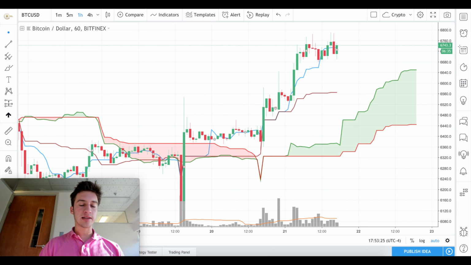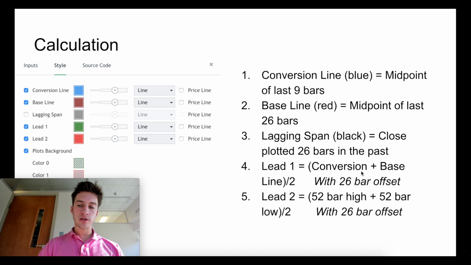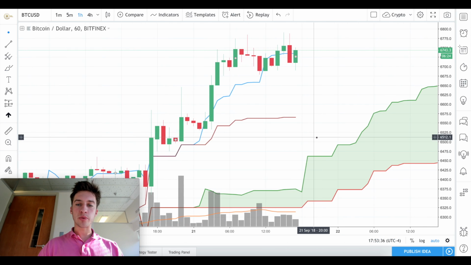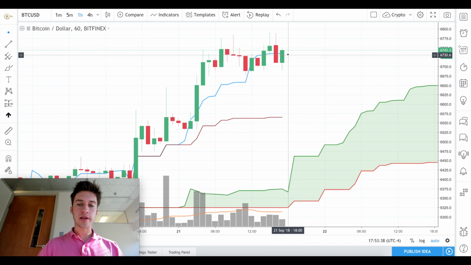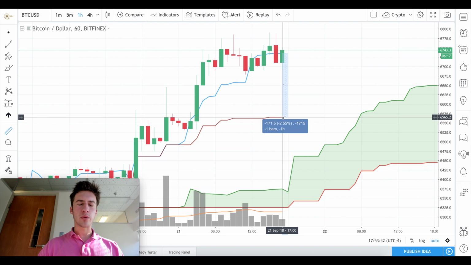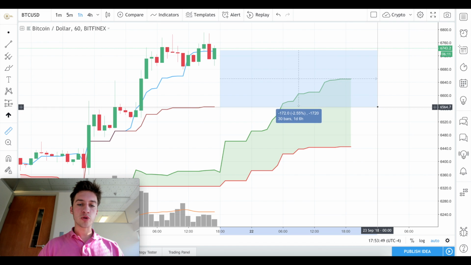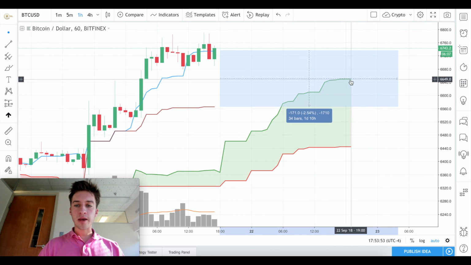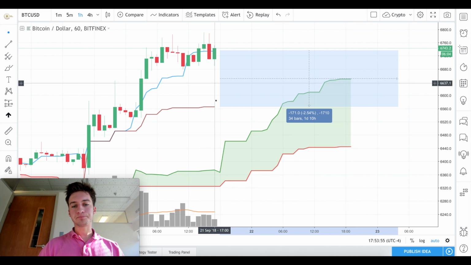Now, in order to get lead 1, it's just the conversion line plus the baseline divided by 2. So it's the midpoint between the conversion line and the baseline. We look at where the conversion line is, we see where the baseline is, and we plot the midpoint of that, which, if I'm looking at that right there, would be there. And that's exactly where it is, as you can see.